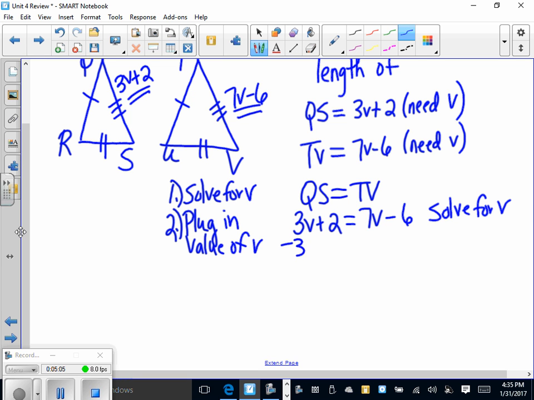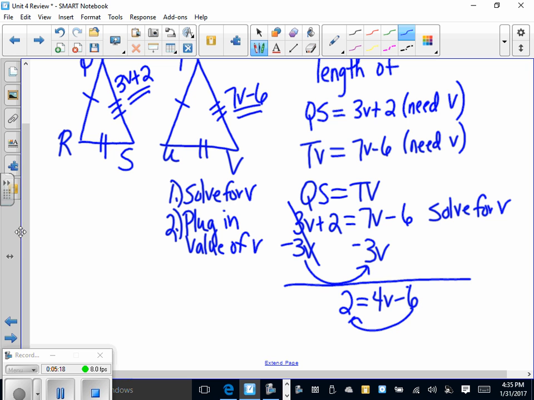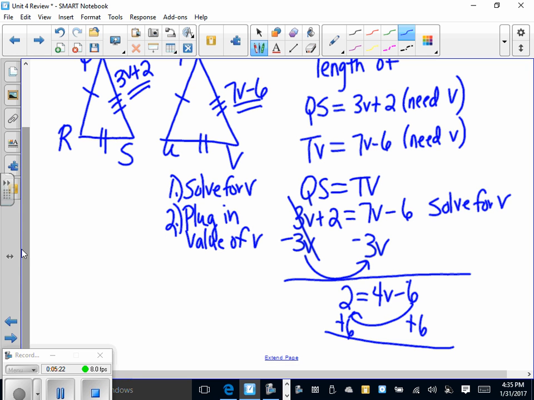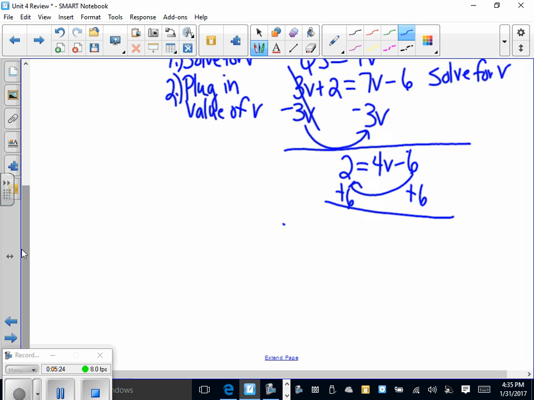So I'm going to subtract 3V in order to get my V's on the same side of the equation. So that means I'm left with 2 is equal to 4V minus 6. Then I move 6 to the other side, the opposite of subtracting it is to add. So I add 6 to both sides. So that cancels out, leaves me 4V is equal to 8. 6 plus 2. Then I divide by 4 to get V by itself. So I have V is equal to 2.